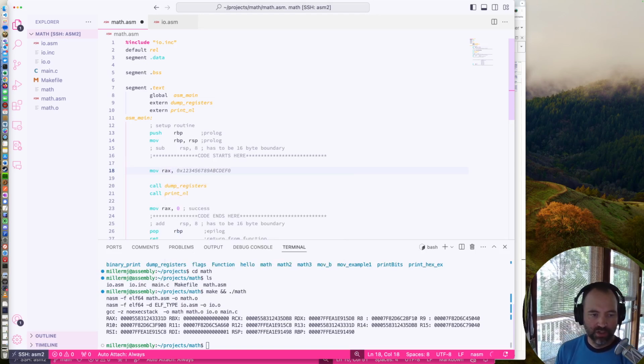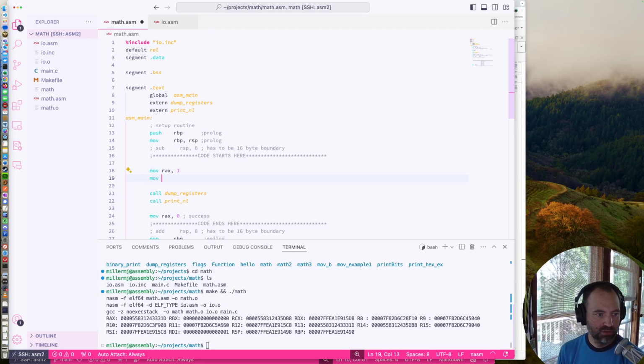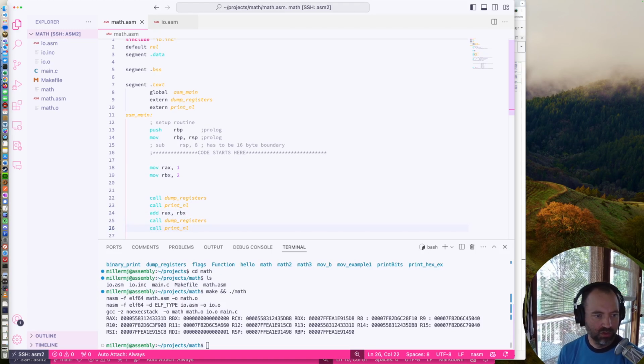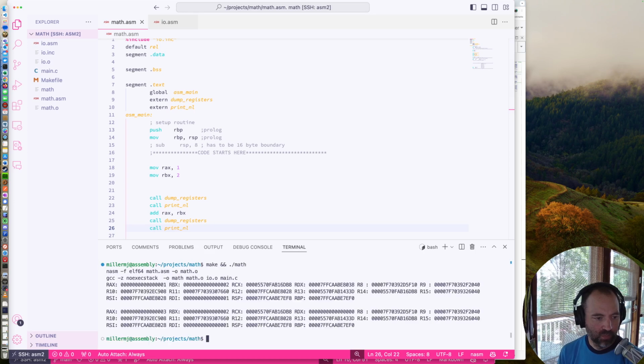Move RAX, the number 1. Move RBX, the number 2. We can add RAX and RBX. The result will be stored in RAX. So what I'll do is I'll just sort of separate these so we can see what the registers look like before and after. So we can see that 1 plus 2, the result is 3.